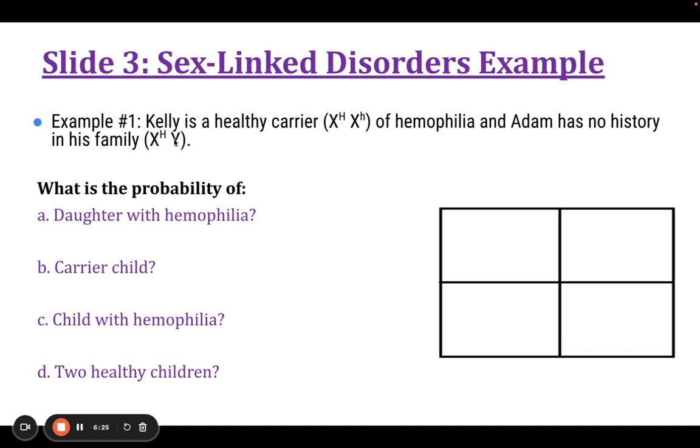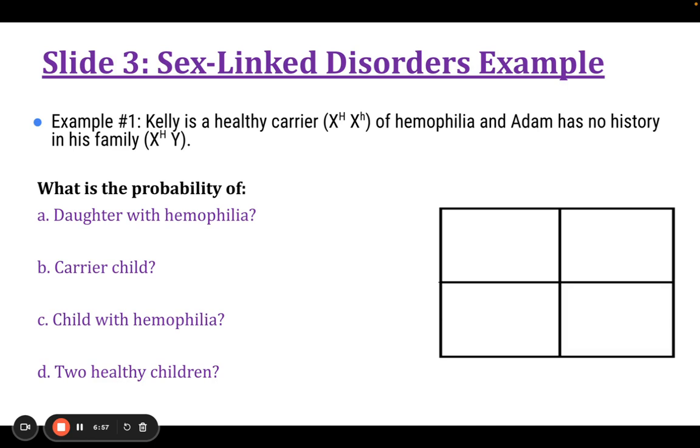Because he's male, he has an X and a Y. This is only found on the X chromosome, which is why there is no letter attached to that Y chromosome. So he has a dominant allele on his X. The question is going to ask you after you solve the Punnett square, what is the probability of a daughter with hemophilia, a carrier child, a child with hemophilia, or two healthy children?